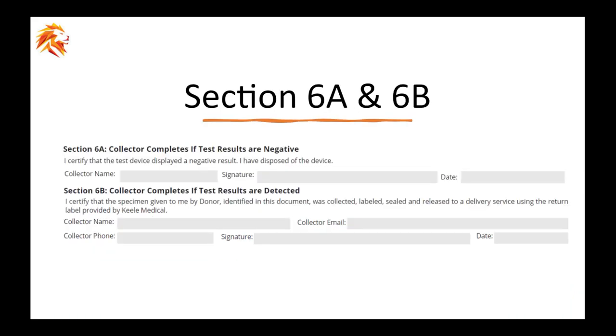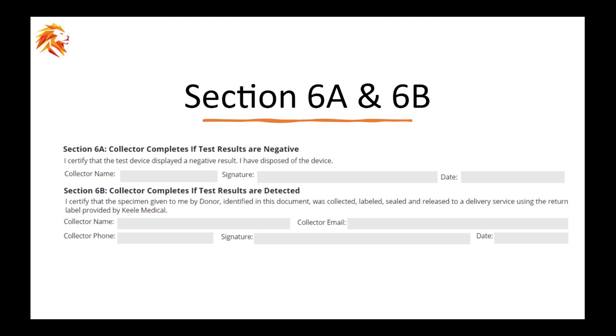Sections 6A and 6B. The chain of custody is a time-stamped and signed document confirming the results of the test that can be used in the future for review, possibly in court. Section 6A will be signed and dated by the collector, noting that the whole kit was a negative test result and certifying that the information on the chain of custody form is correct.